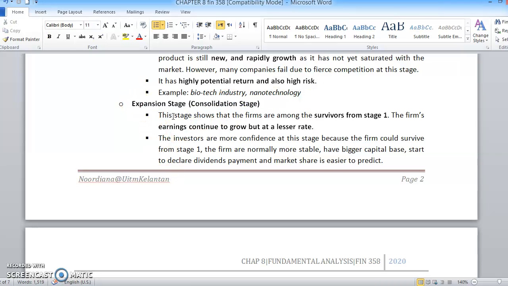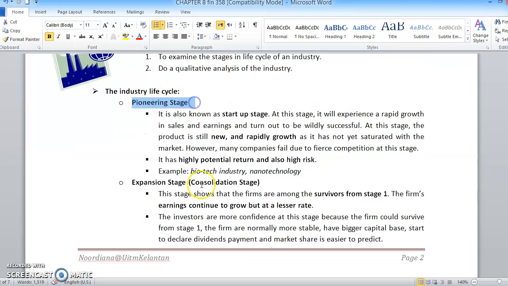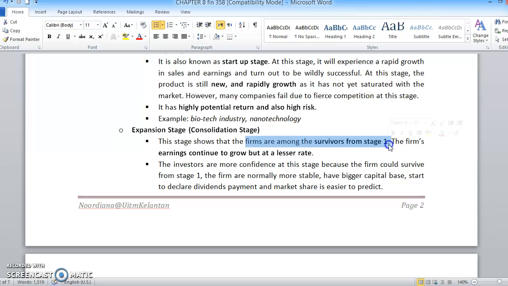So this stage is quite mature compared to the pioneer. So the firms are among the survivors from stage 1.